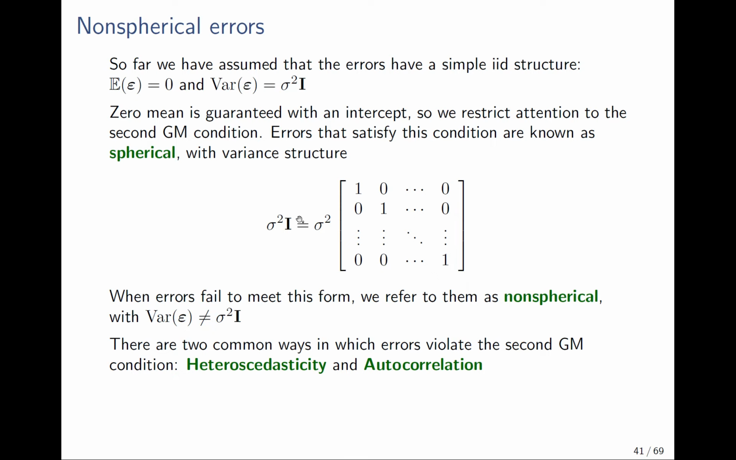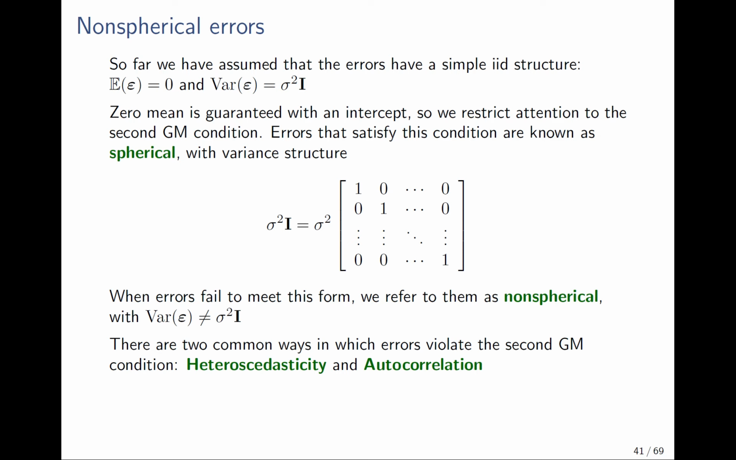So we have a single parameter, sigma squared, multiplied through by the identity matrix. The ones on the diagonal of this identity matrix mean that the variance is constant across our observations. That's one implication of Gauss-Markov 2. The second implication is that the zeros in the off-diagonal elements mean that there is no correlation between errors for different observations. Now, when errors fail to meet this form, we refer to them as non-spherical, so they no longer have this nice structure.